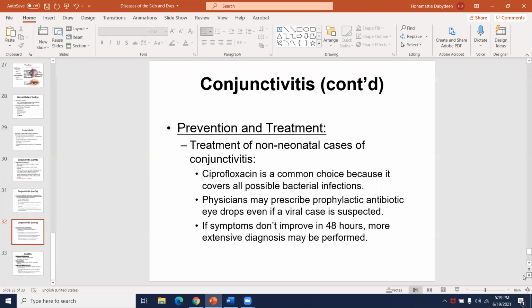All right, let's see. Prevention and treatment. Here they talk about using Cipro to treat the infections because it seemed to cover all the possible bacterial infections. Sometimes a physician may prescribe a prophylactic antibiotic eye drop, and that is probably for individuals who develop conjunctivitis later on. And of course, if the symptoms don't improve, you've got to go back and figure out exactly what's causing the problem and then try to treat it.